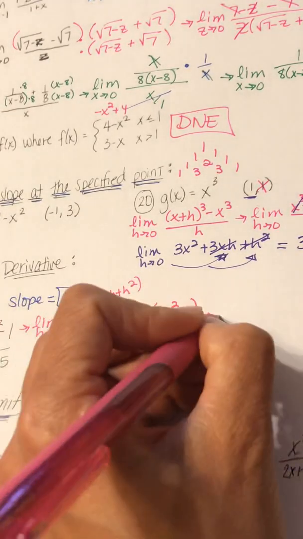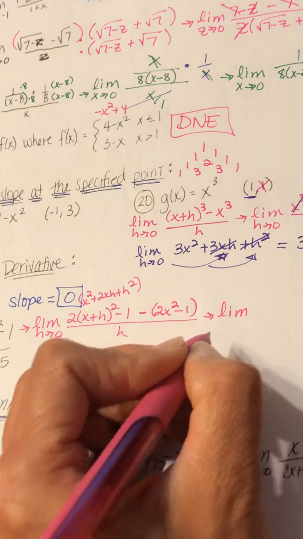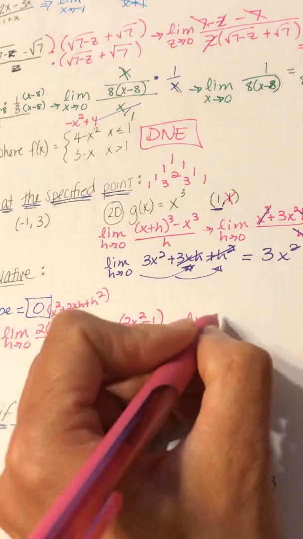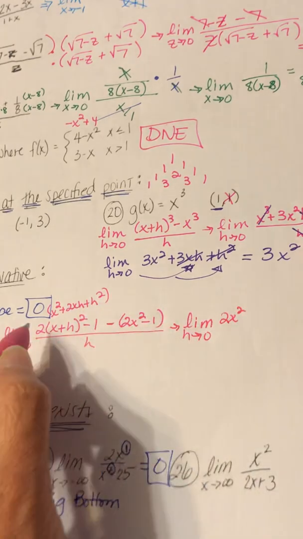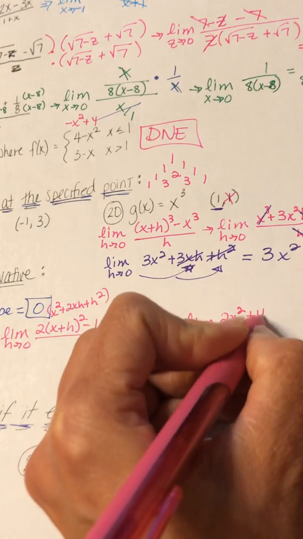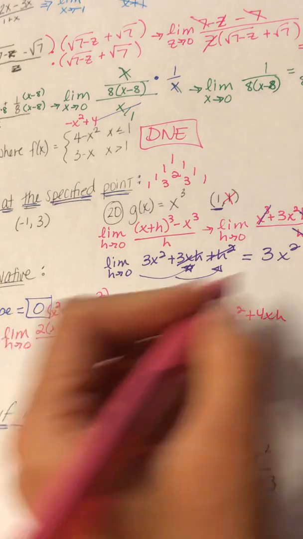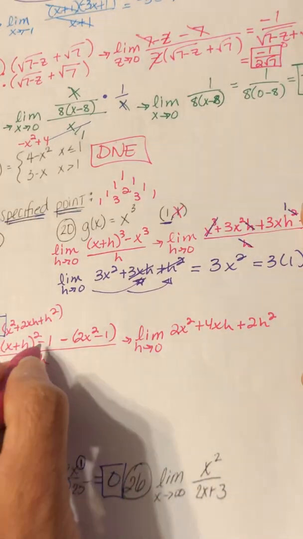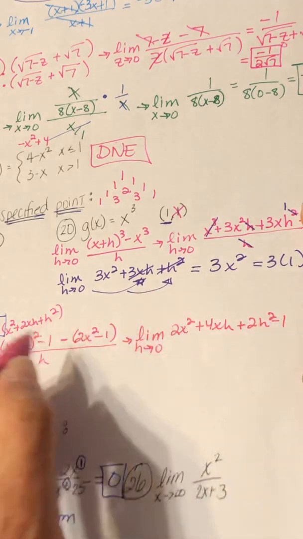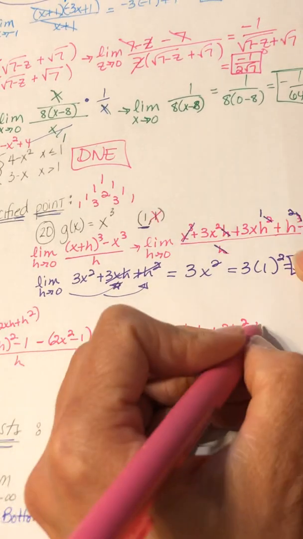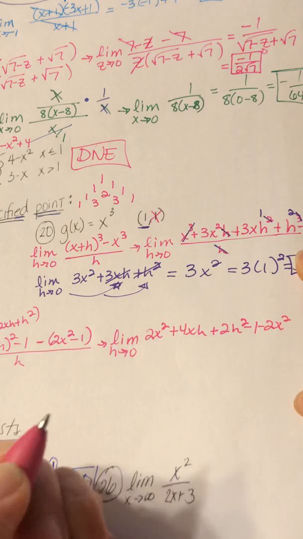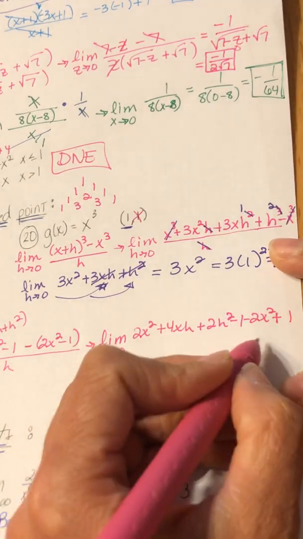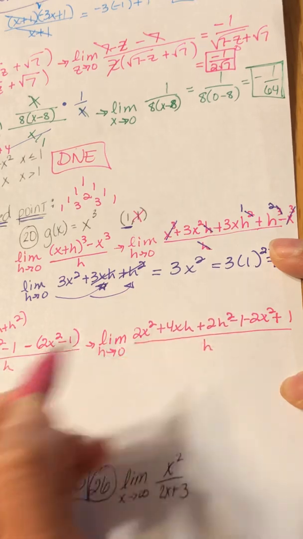So this becomes the limit as h approaches 0 of, I'm going to have 2x squared, 2 times 2xh is 4xh, 2 times h squared is 2h squared. And then I have that minus 1. And then distributing this negative, I'll have a negative 2x squared and a positive 1, because a negative times negative is positive. And this was all over h.